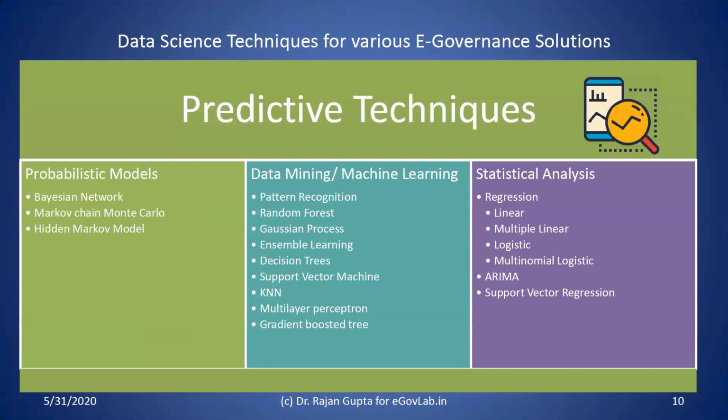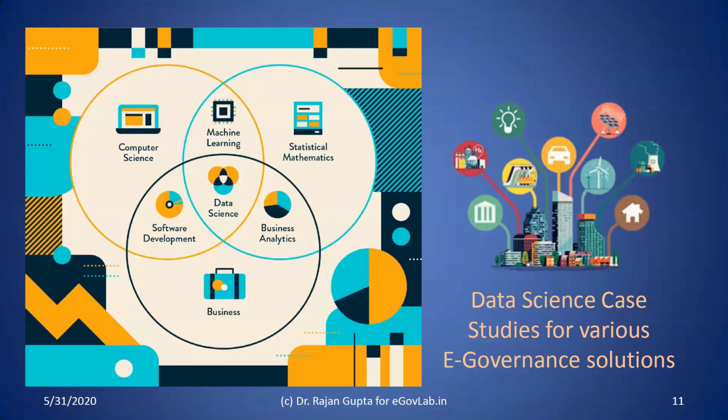Similarly, predictive techniques are there. Through probabilistic models, we can always deploy predictive techniques with respect to data mining and machine learning. We can predict few patterns, we can predict few numbers, we can predict few phenomena. And we also have statistical analysis. So again, these are few techniques that are prominently used. I would not go into detail. I would rather switch to the case studies that are used for various e-governance solutions currently, as well as with respect to the research that we proposed and that can be used.